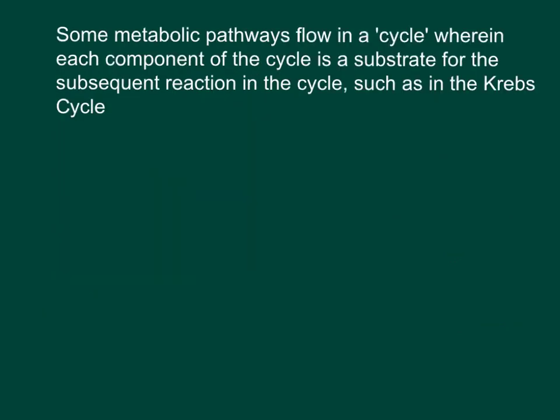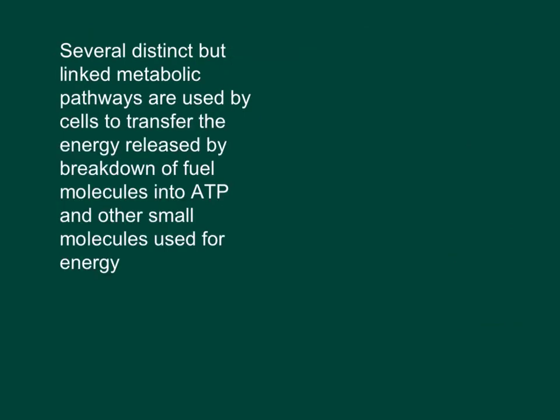Some metabolic pathways flow in a cycle, wherein each component of the cycle is a substrate for the subsequent reaction in the cycle, such as the Krebs cycle. Several distinct but linked metabolic pathways are used by cells to transfer the energy released by breakdown of fuel molecules into ATP and other small molecules used for energy.